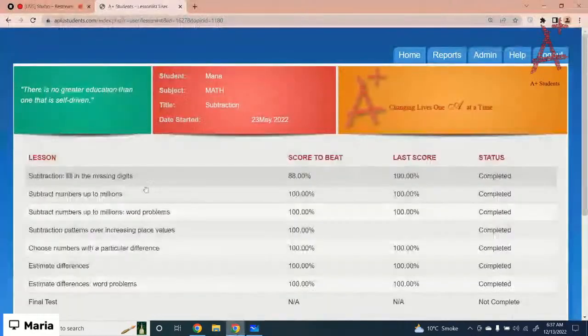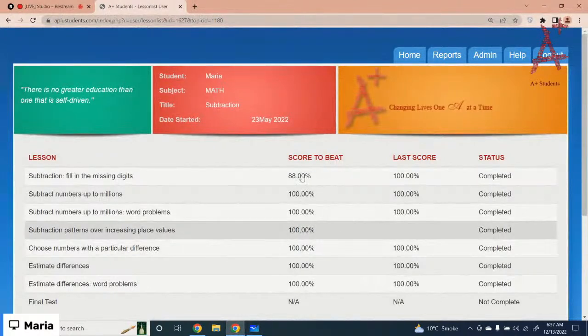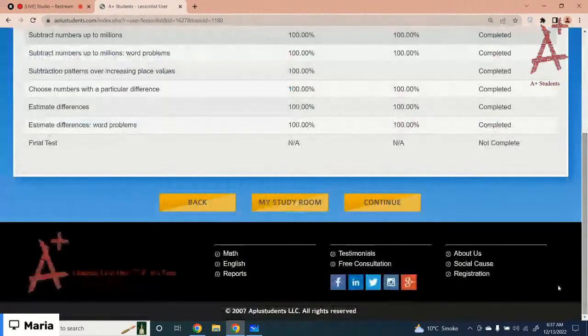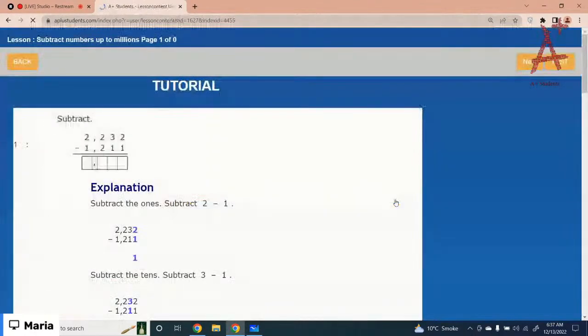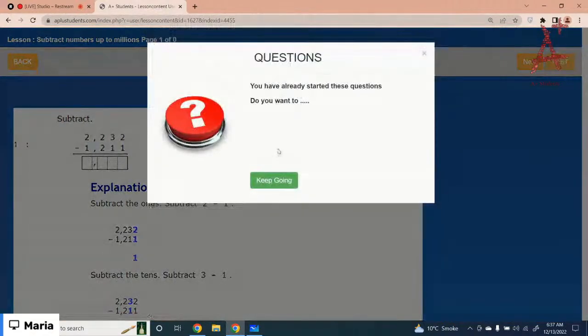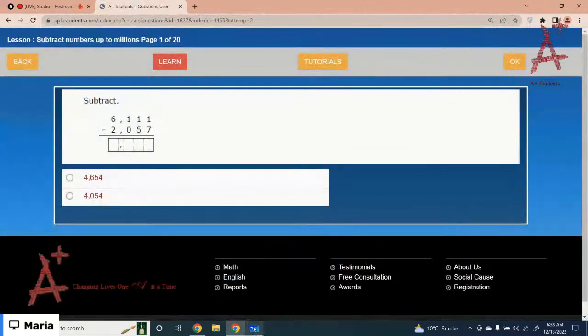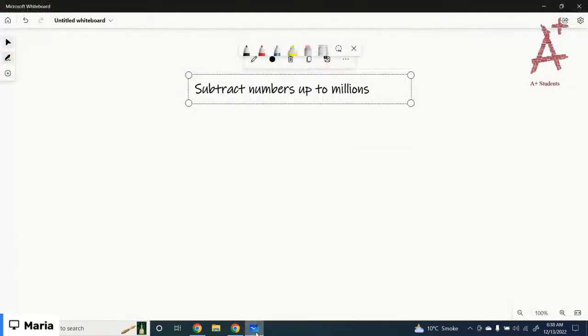Okay, let's just start with a new lesson, that is subtract numbers up to millions. Here is the new lesson. Okay, you simply have to subtract the numbers. You always start from the rightmost digit or the ones digit. It would be 6111 subtract 2057.